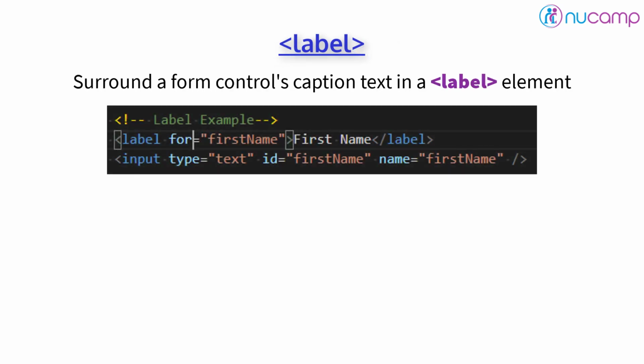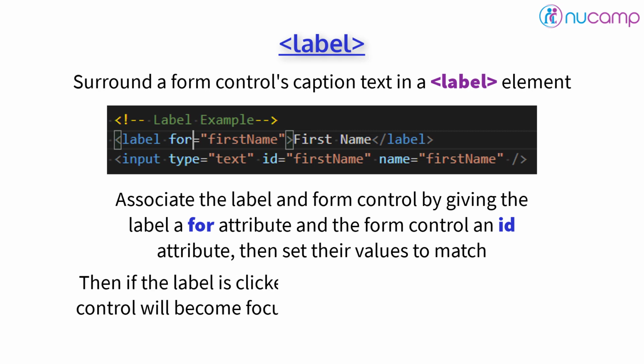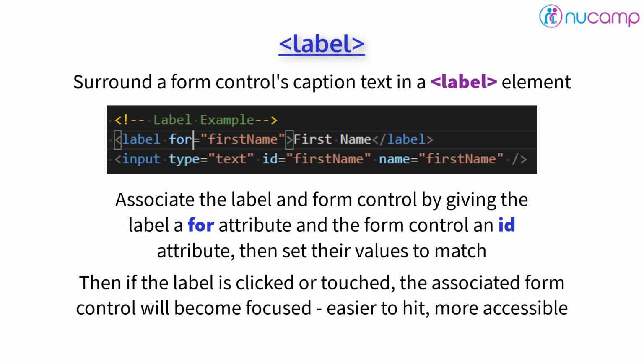It's common to have a text caption next to a form control to tell the user what it is for. It is best practice to surround such a caption with the label element. You can associate the label with the form control by giving the label element a for attribute, and its corresponding form control an ID attribute. Then set the for and ID attribute values to the same word. What this will do is make it so that if the user clicks on a labeled text or touches it on a mobile device screen, then the associated form control will become focused.